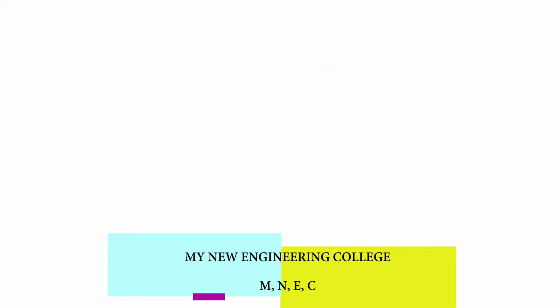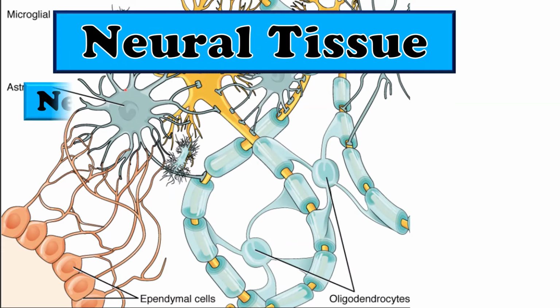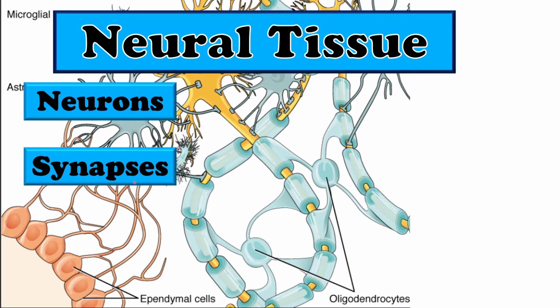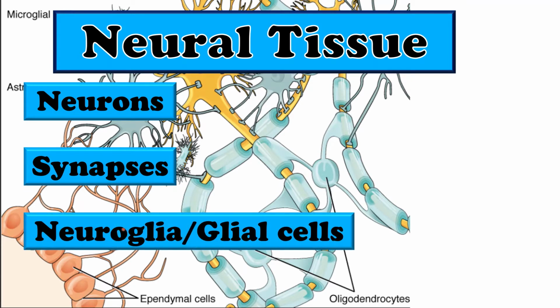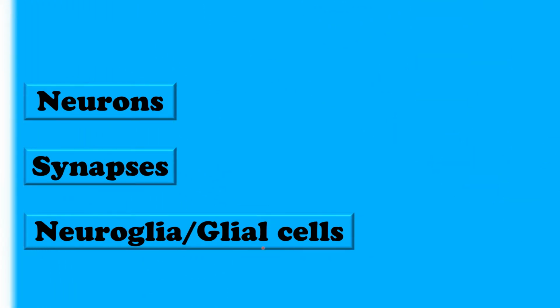Students, this nervous tissue has two types of cells. They are neurons and glial cells. So students, in this video, we'll discuss the structure of neurons, types of synapses, and even the types of glial cells present in the nervous system in detail. So watch the video till the end.